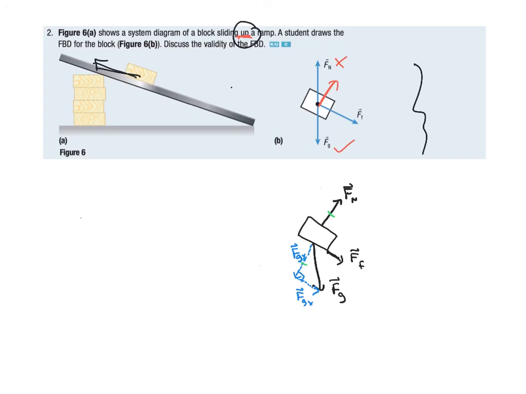There you go. Those two should be the same size because the block is not going to fly off the ramp. It's not going to go through the ramp. It's just going to go parallel to the ramp. So there should be no motion in the component that's perpendicular to the ramp. That's why those two have to be the same size. And I'll write that out to make it absolutely clear to my reader. Magnitude of the normal force equals the magnitude of the y component of gravity. And there you have it.